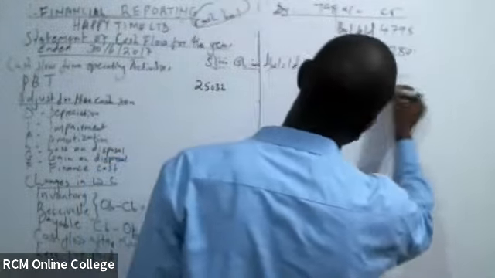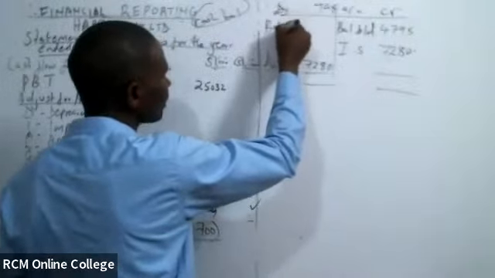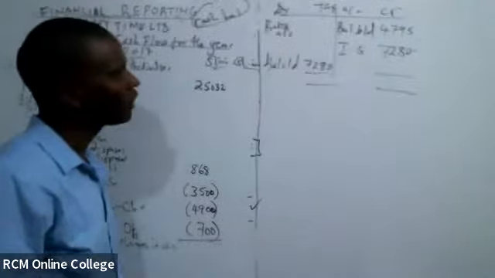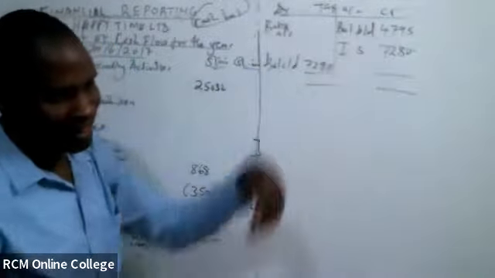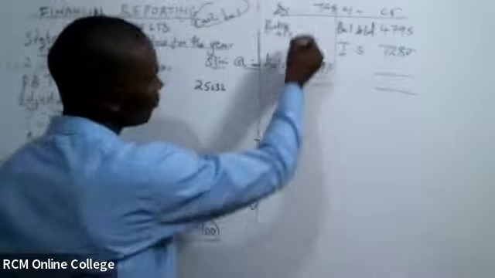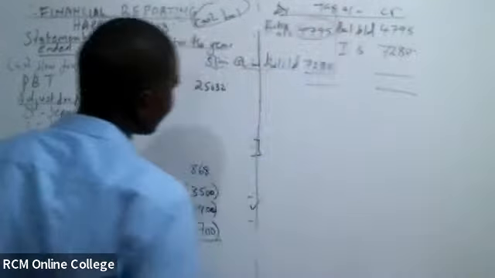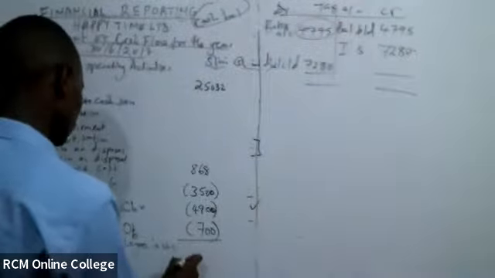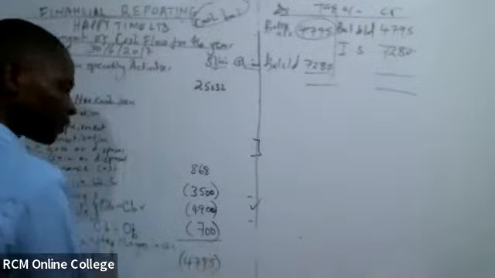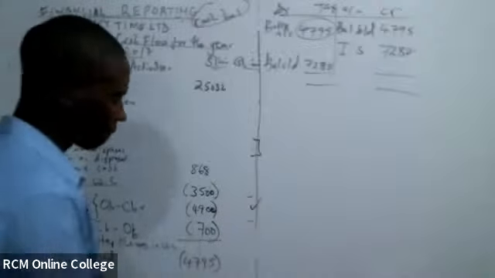So if you balance this account, the balancing figure shows you the actual tax paid. So it will be 47.95. If you balance that account, it is 47.95. So the actual tax paid is 47.95. So you less 47.95. And then you go to the interest paid.